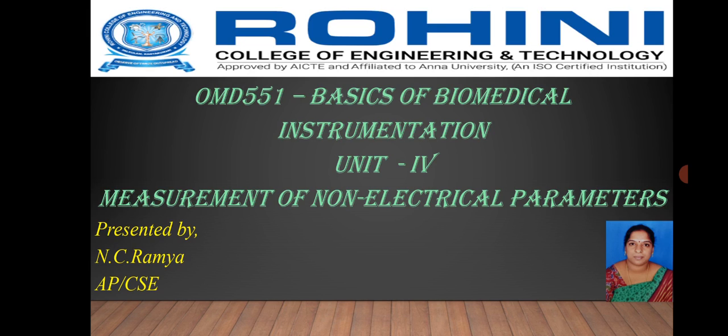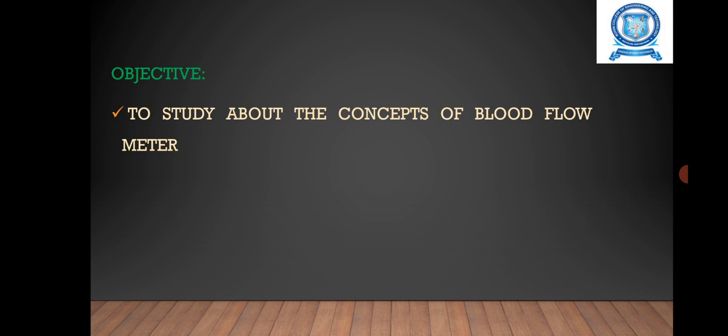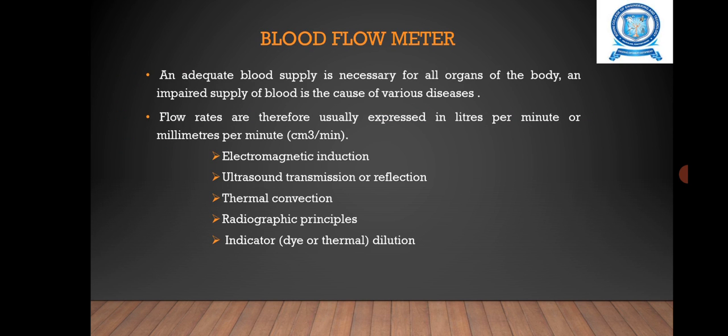Subject code OMD 551, Unit 4, Topic: Blood Flow Meter or Blood Flow Measurement. Objective: to study the concepts of the blood flow meter. An adequate blood flow is necessary for all organs of the body. An impaired supply of blood is the cause of various diseases.